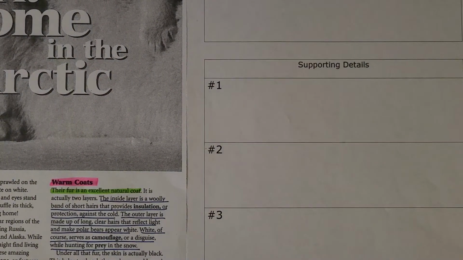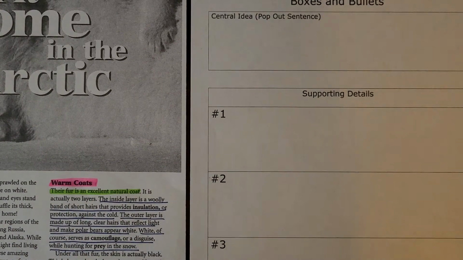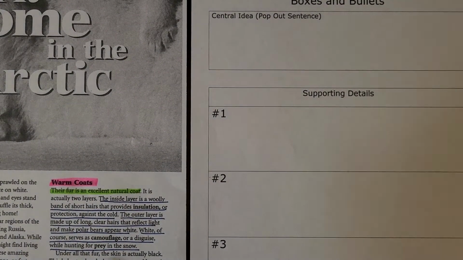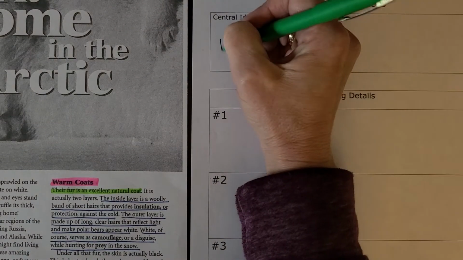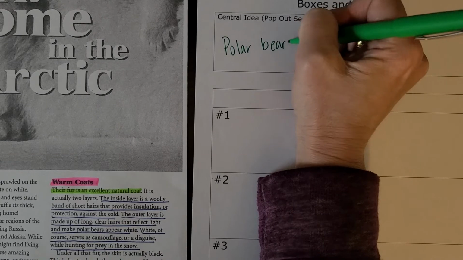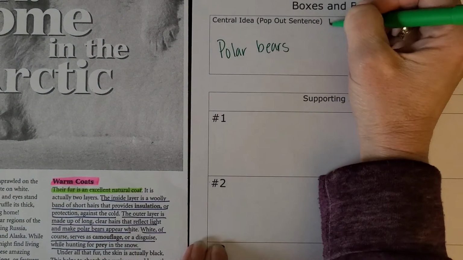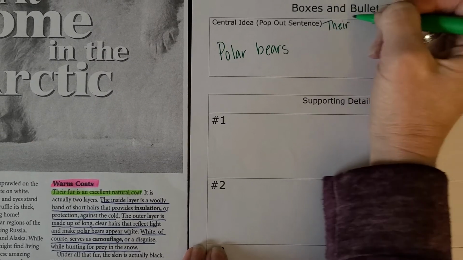So I know my pop-out sentence is their fur is an excellent natural coat. So instead of saying their, I know it's talking about polar bears. So I'm going to substitute polar bears. You know what? I forgot to do this part. I'm going to actually write the pop-out sentence right here to help me.